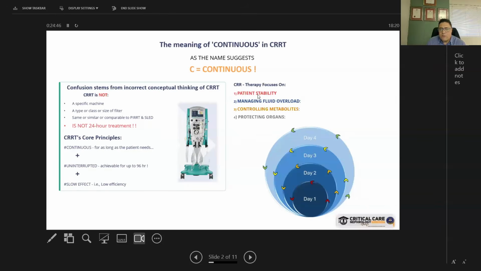CRRT therapy is focused around patient stability. It's focused around achieving fluid overload management. It's focused around controlling metabolites. And ultimately, we are using this form of therapy to protect organs. And we should really think about this machine as one that we don't use in a broken fashion as we do our intermittent therapies. We use it day in and day out, and that therapy is running continuously.